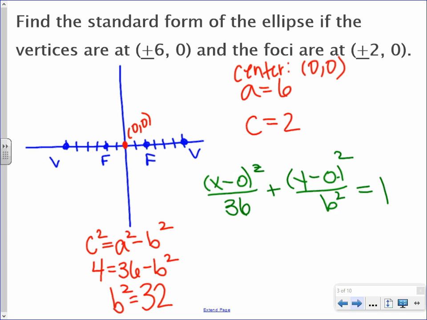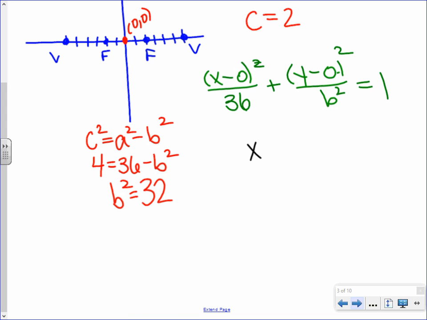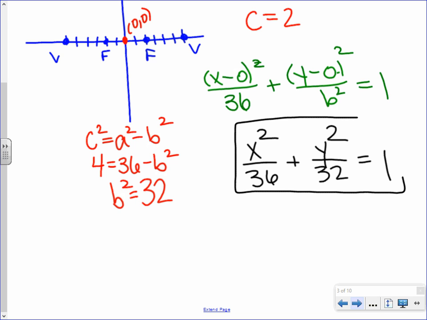Now, here's a piece of advice. For your equation, do you need B or do you need B squared? B squared. There's no point in solving out for B. Just stop at B squared, and then we can come back and replace it. Okay? So we can write that the equation of our ellipse is x squared over 36 plus y squared over 32 equals 1. Once you solve for the a squared or the b squared, you can stop and plug it into your equation and make your life a little easier.